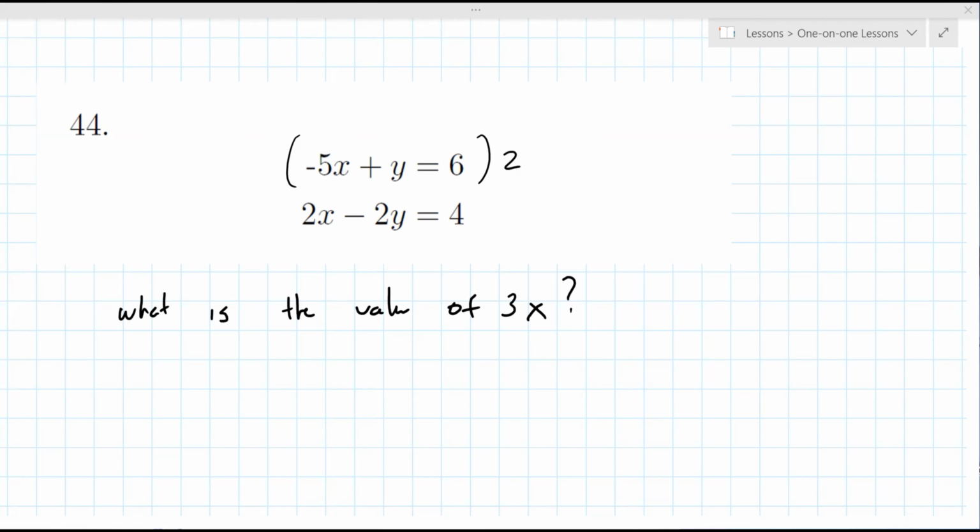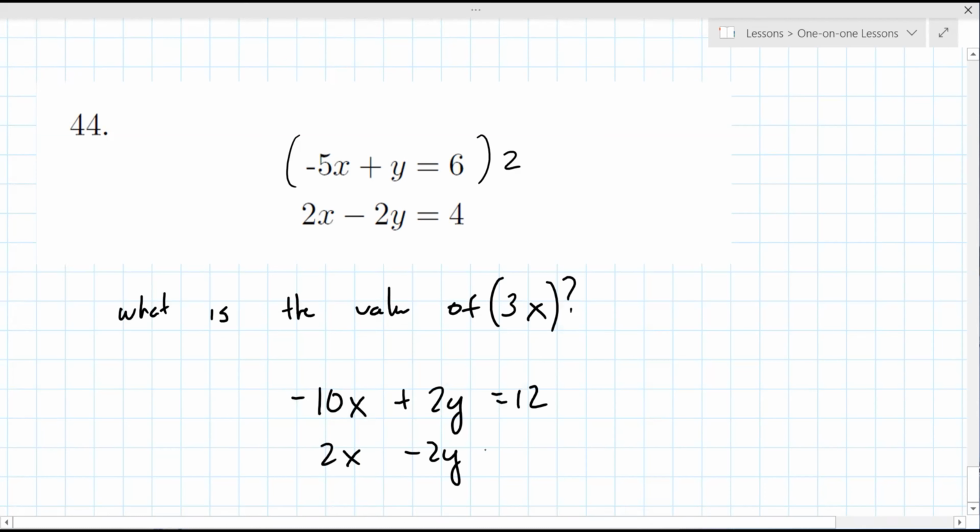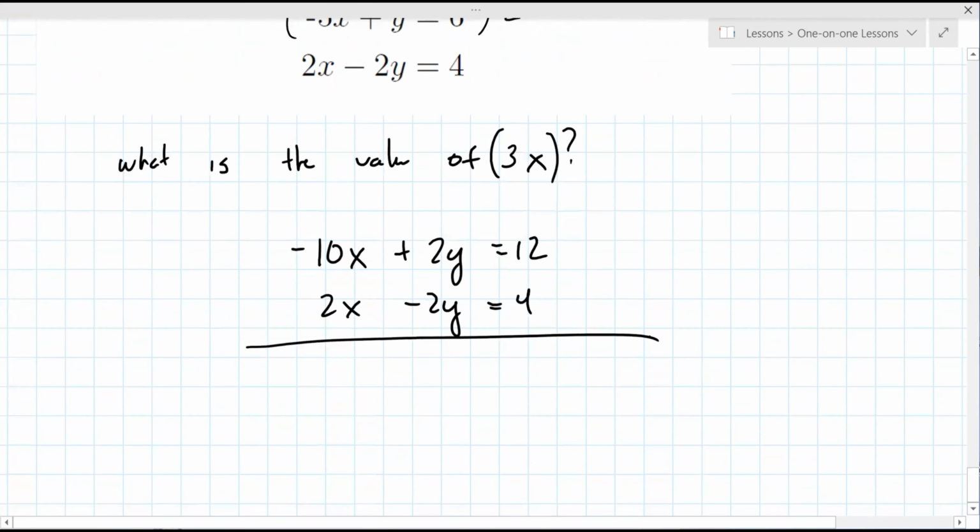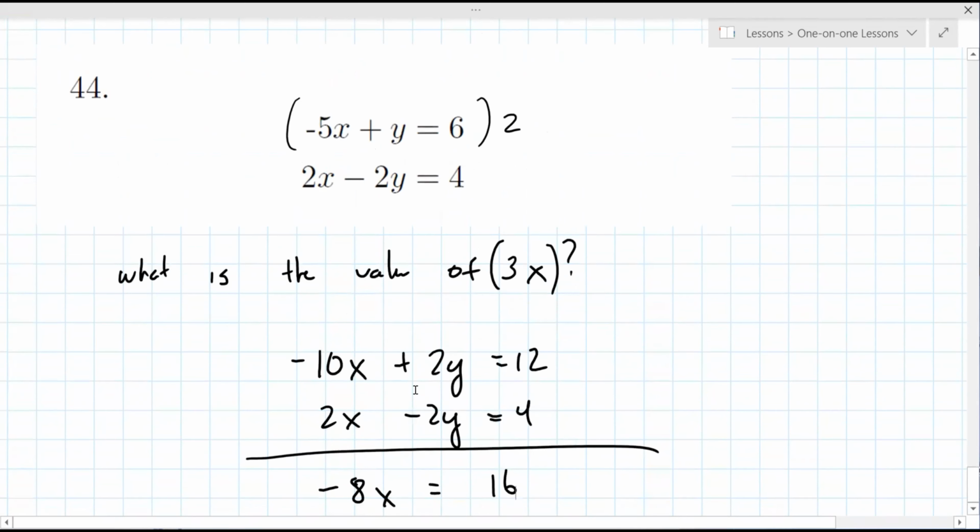-2? For 3 times x or just x? 3 times x. Okay, so x is a fraction. That seems impossible. Let me just check here. So minus 10x plus 2y equals 12. 2x minus 2y equals 4. So if I add these together, I get negative 8x equals... Wait, I have to subtract them. You subtract them when they're opposite in sign. So see how these are the same sign? I'm sorry, these are opposite in sign, so you add them. Oh, that's why she messed up. I thought it was subtract them.